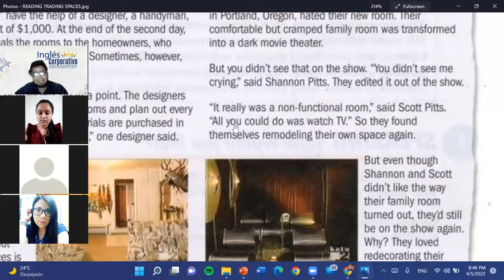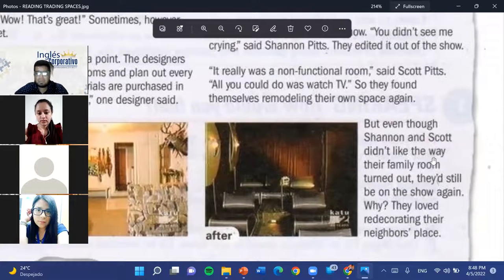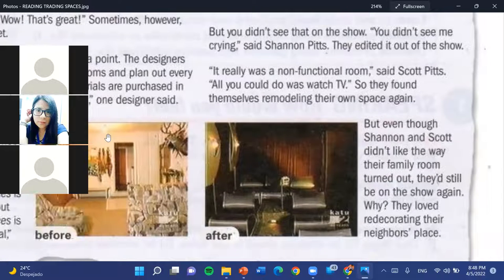Me. Okay. But you didn't see that one on the show. You didn't see me crying, said Shannon Pitts. They edited it out of the show. It really was a non-functional room, says Scott Pitts. All you could do was watch TV. So they found themselves remodeling their own space again.